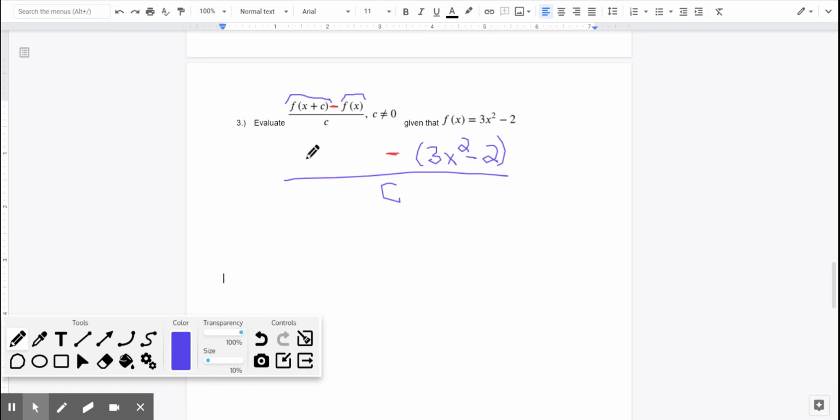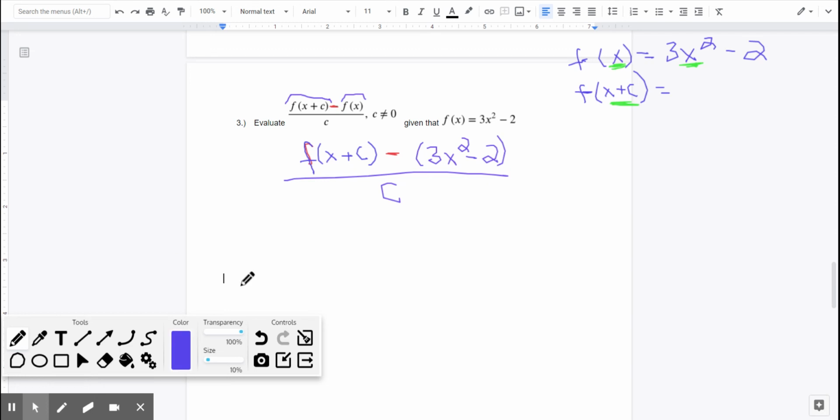So what we still need to find, I'm going to trace over it, is f of x plus c. We have to find out what this is and plug it in. So I'm going to do that over here, off to the side. Okay. So f of x plus c, well, if f of x is 3x squared minus 2, then what we're going to do is we're going to go in and replace x anywhere we see it, here and here, with that expression.